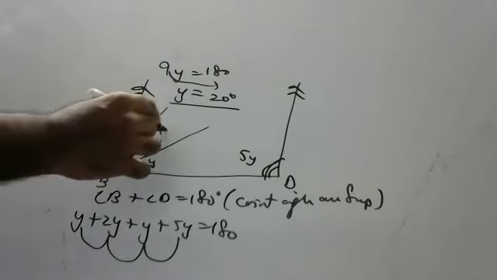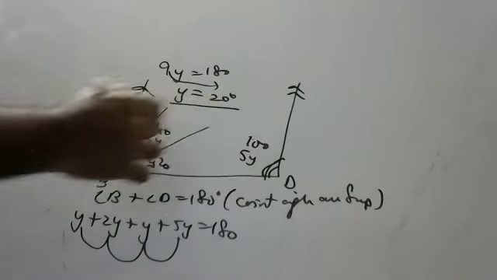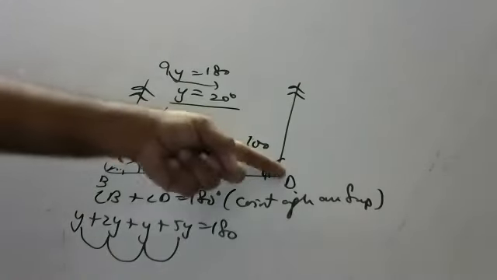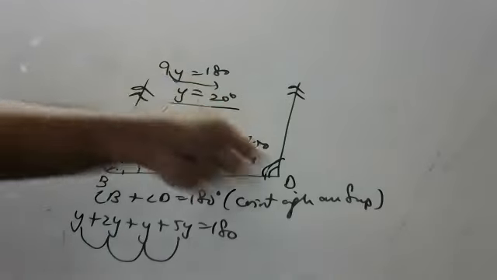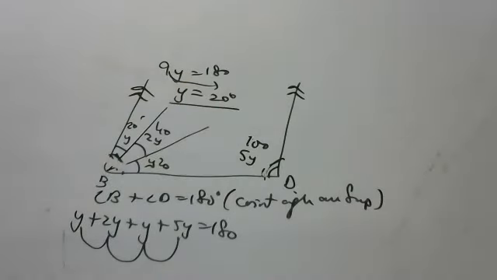Sir, this is 20, this is 40, this is 20, this is 100, and the other angle is 80 degrees. 100 plus 80, 180, like that. Easy, children. This plus this is co-interior. Co-interior angles are supplementary. You should understand.